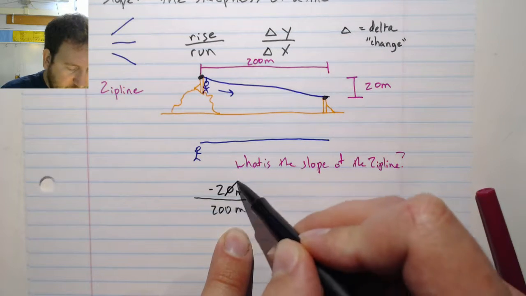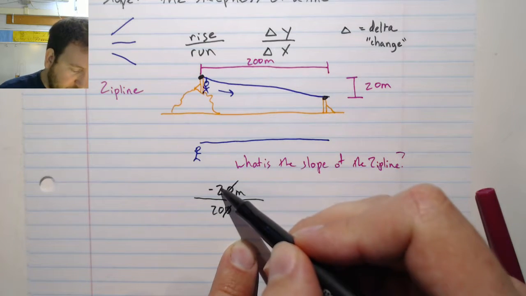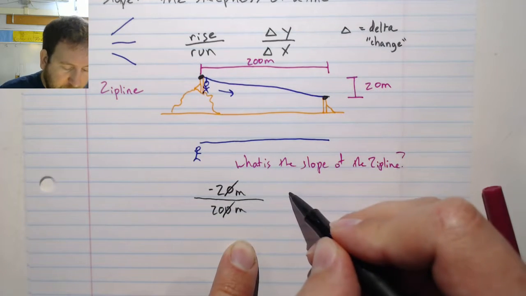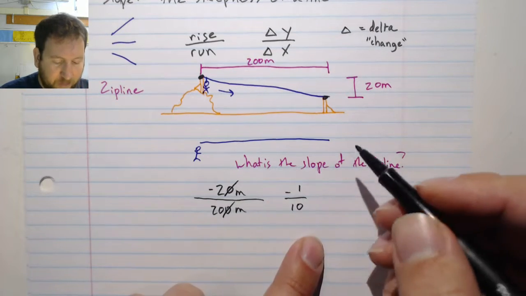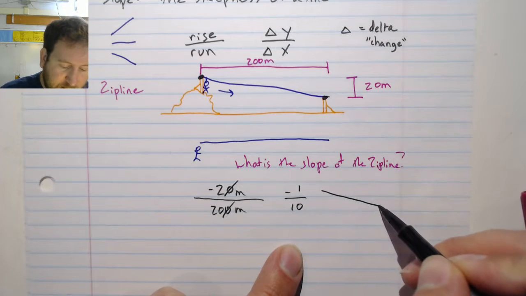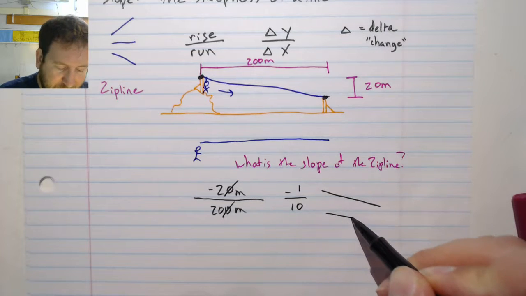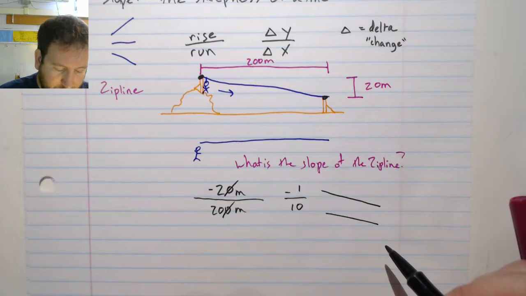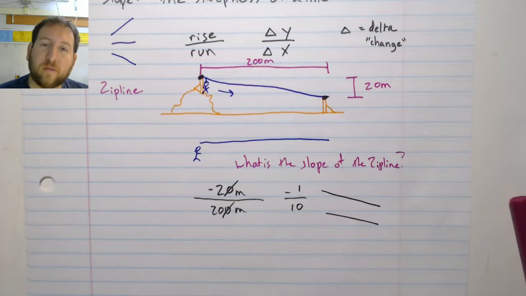Now, the answer that we've got is like this. We're going to simplify. I'm going to cross off those zeros because I can always do that if I'm dividing. Which gives me 2 over 20, which is going to be negative 1 over 10. And that's going to tell me that the slope of my line is negative. It's going down, and it's not that steep. It's more like this, instead of a very, very steep line, which is probably good for a zip line.